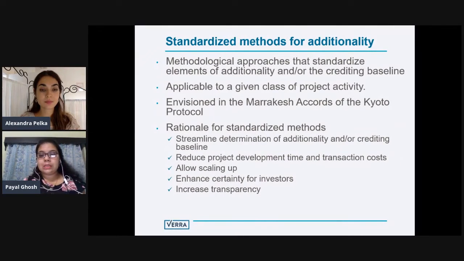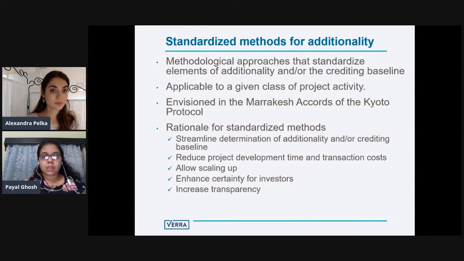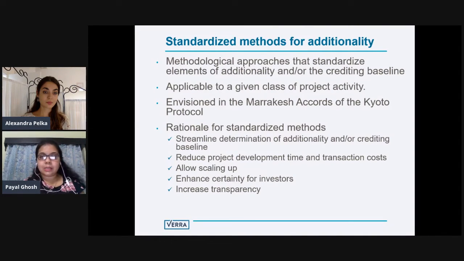So apart from this four-step method, there are also what we call standardized methods for proving additionality. These standardized methods are provided in a framework, and a project proponent has to check whether the project activity complies with any of the specified points within the framework. This could be in the form of an activity method, a performance method, or a benchmark method. So I just wanted to give you a fair idea of the standardized methods. These are basically methods or approaches that would standardize the additionality.